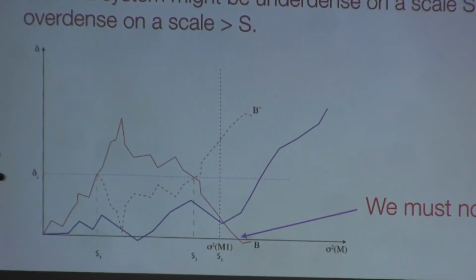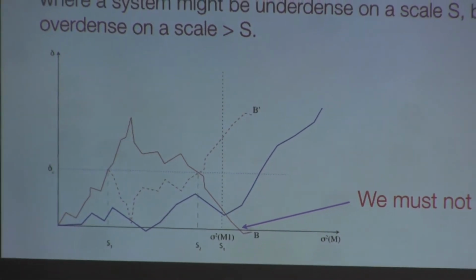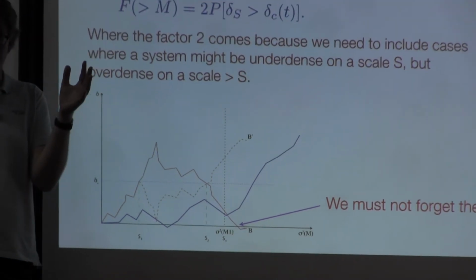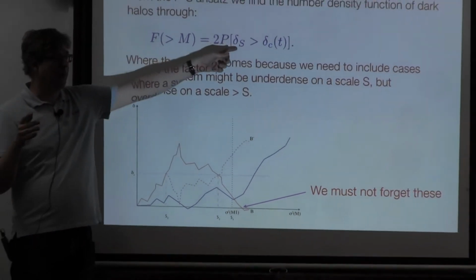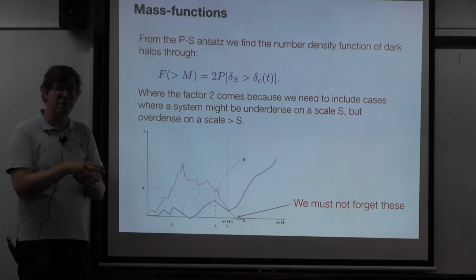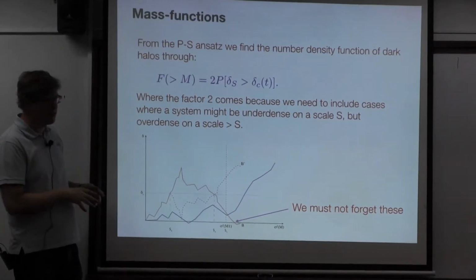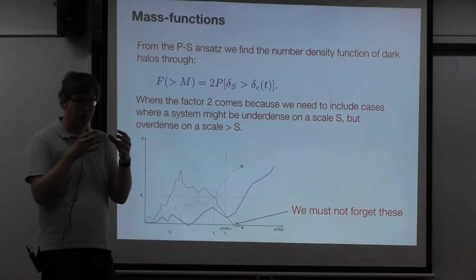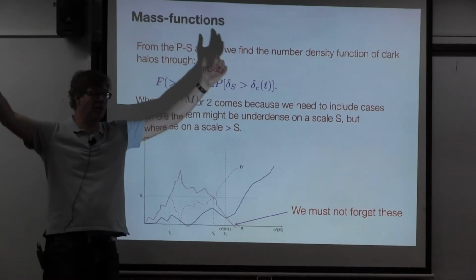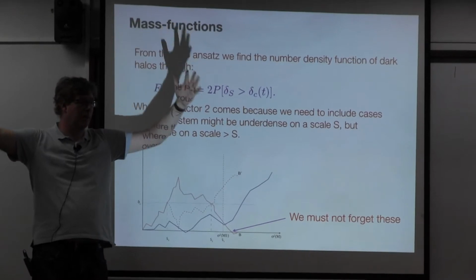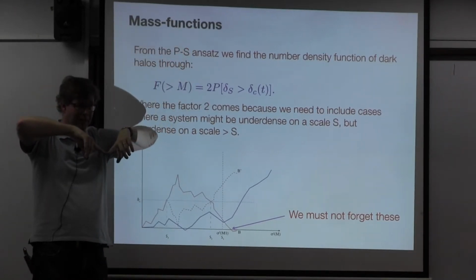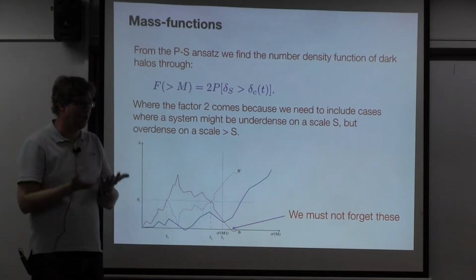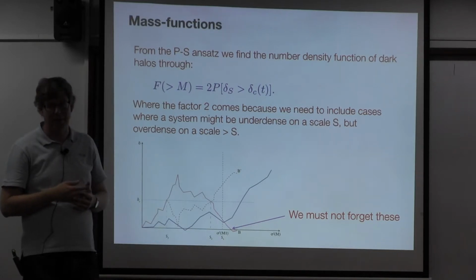As I smooth it on different scales, I might at some scale be above the threshold, but then on smaller scales I might be below the threshold. And it's accounting for this structure. So you have structure inside structures. You might have something that's overdense on a very large scale, but actually the inside is underdense. And you have to account for that.